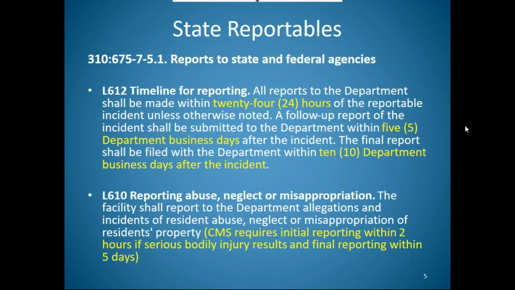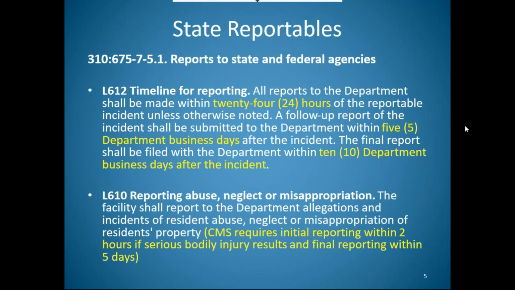And basically, that's all that CMS requires to be reported. So let's move into our state reportables. These can be found in Chapter 675 in the Nursing Home Care Act under 7.5.1, reports to state and federal agencies. So let's start off by looking at 612, which is the timeline for reporting.